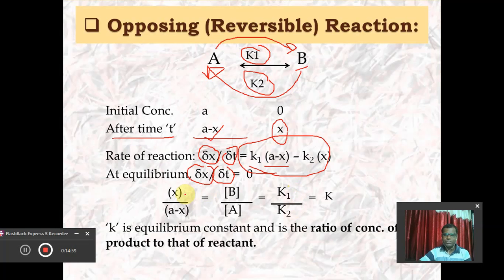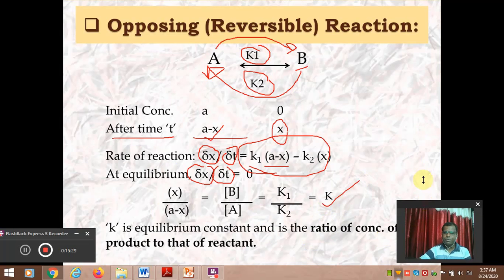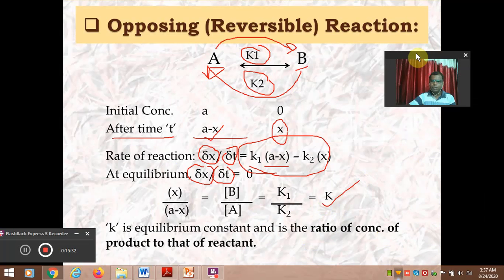But this X is the concentration of what? This X is the concentration of product, and A minus X is the concentration of reactant. It means the concentration of product to the concentration of reactant is equal to the rate constant of the forward reaction divided by the rate constant of the backward reaction. Both are rate constants. So instead of these two constants, we have taken another constant called K, and this is called the equilibrium constant. This equilibrium constant is the ratio of the concentration of product to that of reactant.